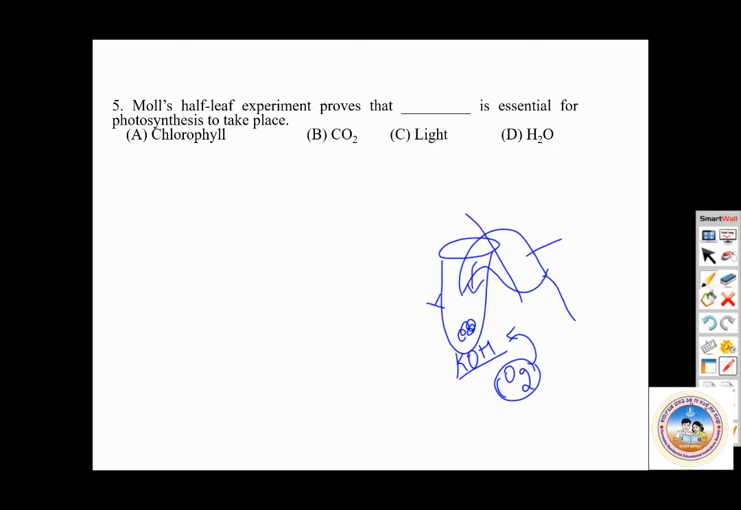This was an experiment done by Moll, the half-leaf experiment. So this proved that photosynthesis requires carbon dioxide.